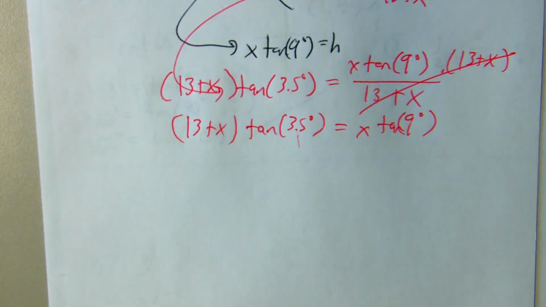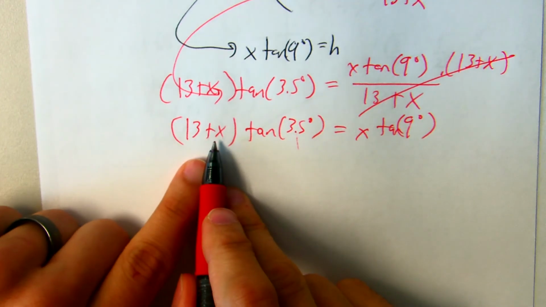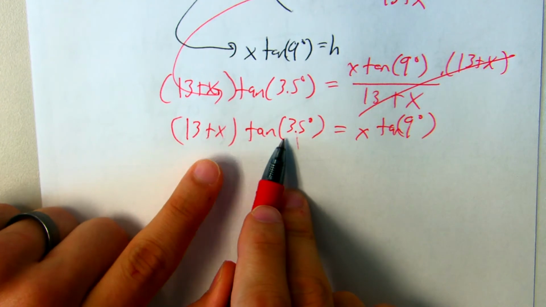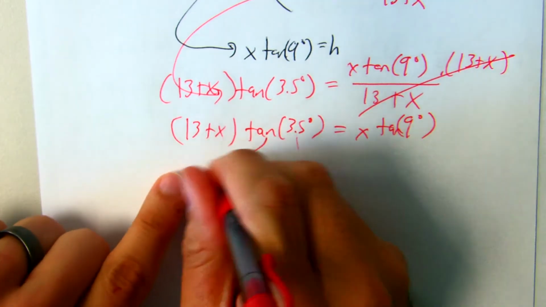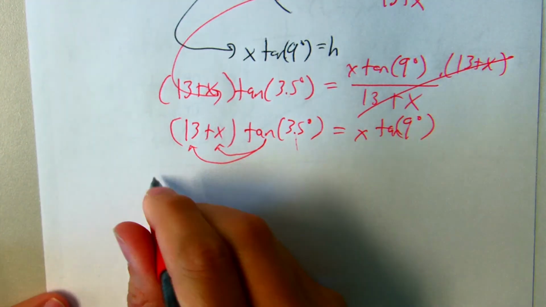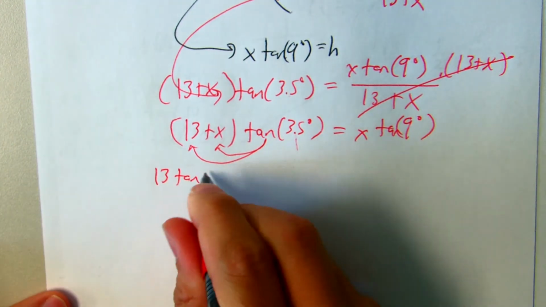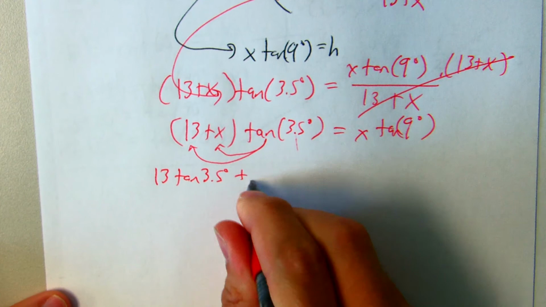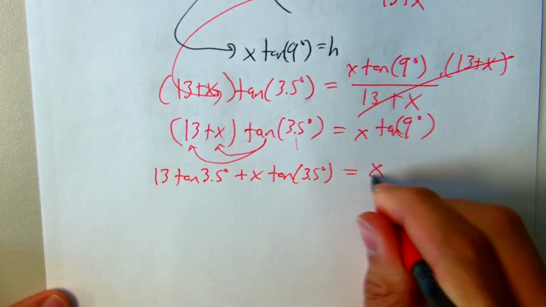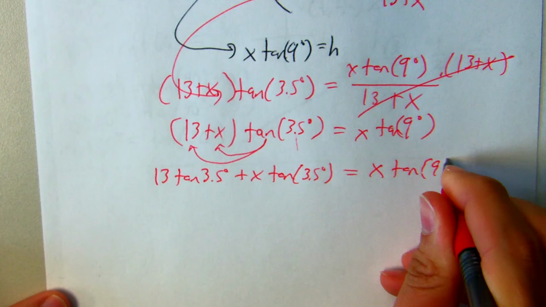Okay, I want to solve for X. I'm going to get X's on one side. And right now, this X is kind of stuck in these parentheses. Now, keep in mind that tangent of 3.5 is just a number. It's a messy decimal, but it's a number. We can just distribute it. So 13 times the tangent of 3.5 degrees plus X times the tangent of 3.5 degrees is equal to X tangent of 9 degrees.